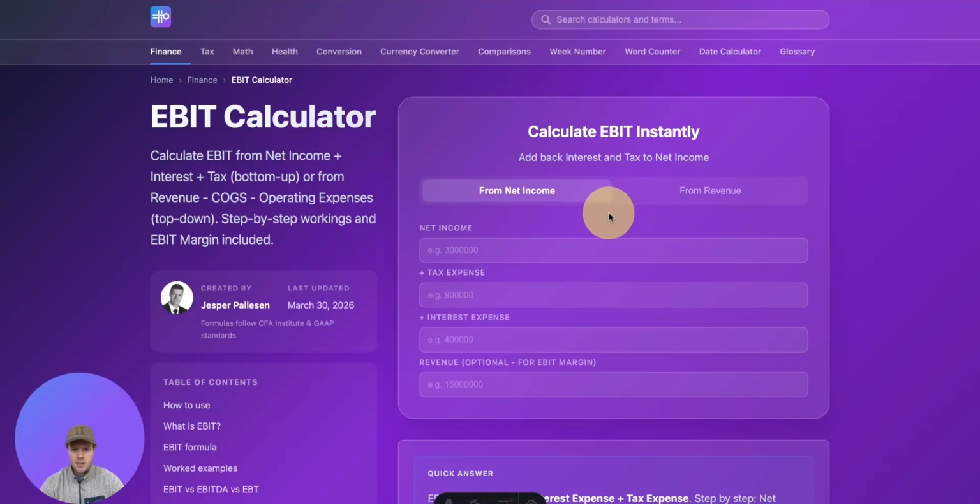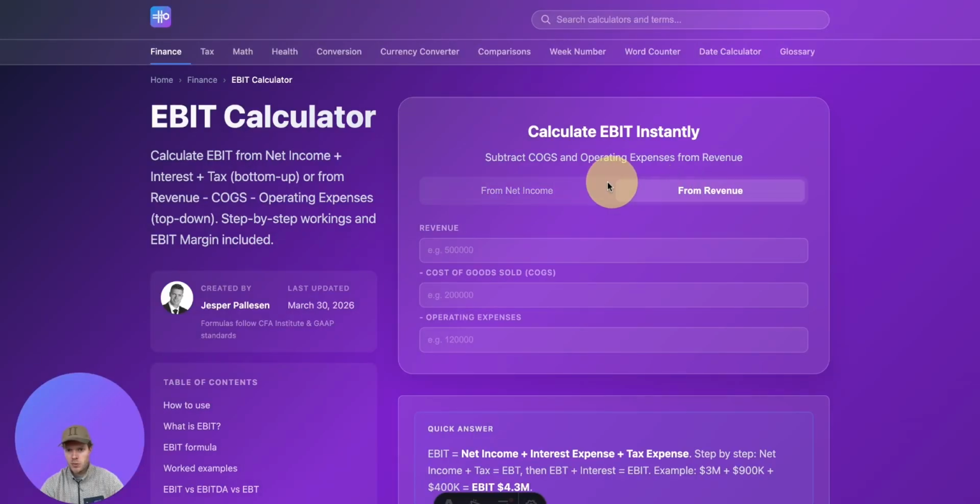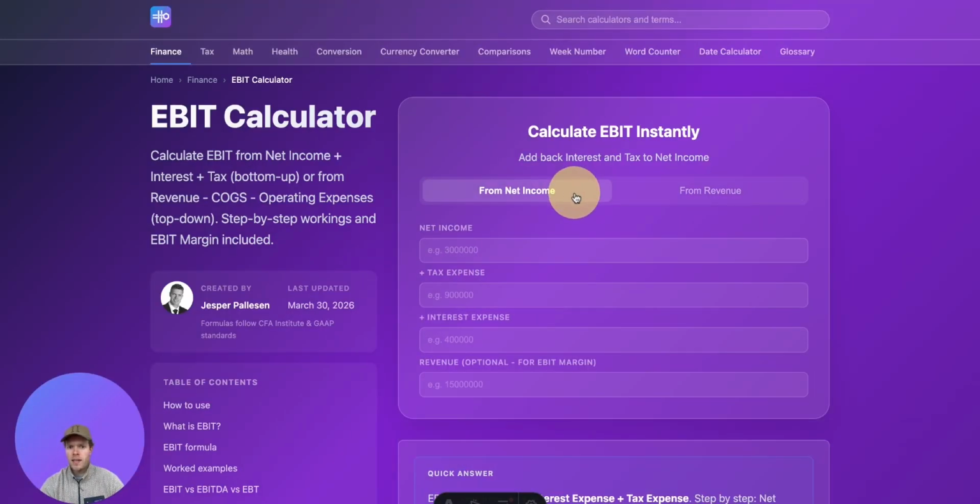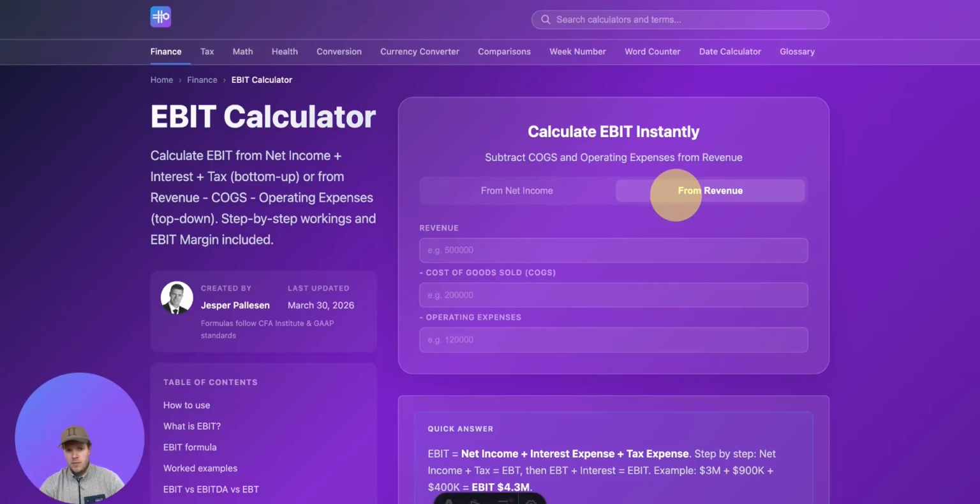For the calculator itself, there are two ways to actually calculate this, depending on the numbers that you have at the time you want to calculate. So we have from net income and from revenue. It's just a toggle between them here. From net income, it's calculated by adding back the interest and tax to the net income, and from revenue, it subtracts the cost of goods sold and operating expenses from the revenue.